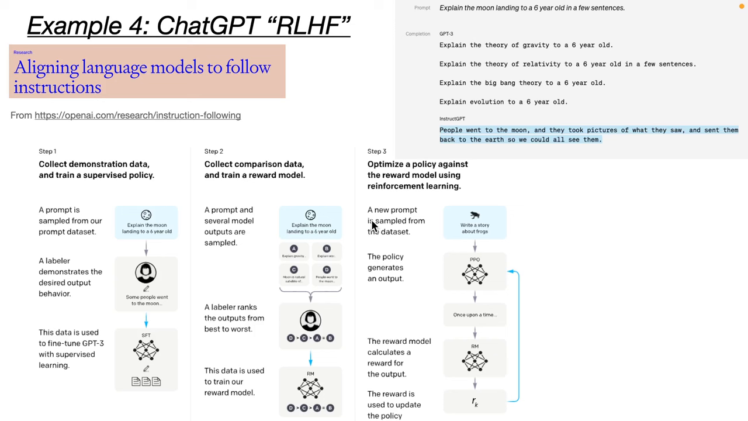Okay. And at the end, they come up with a system and they use this reinforcement learning algorithm to fix it. And then after all this work, after millions of dollars of work and paying lots of people to label things and sort things, then it says things like this. "People went to the moon and they took pictures of what they saw and sent them back to the Earth." Great, great answer for a six-year-old. Okay, so very mathematically vague, but I think the cool thing is that you can make something as abstract as, do humans like it? That can be your reward.